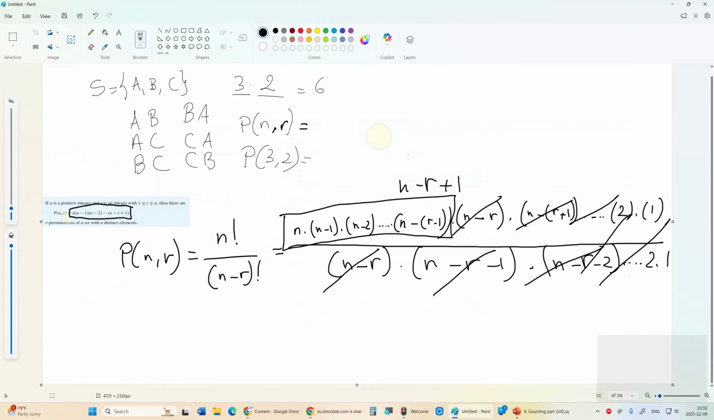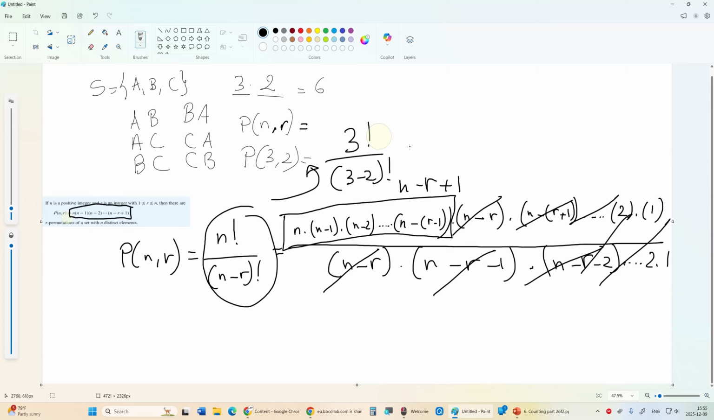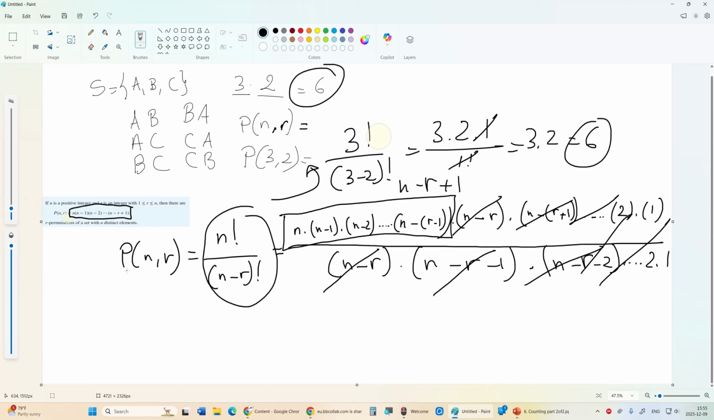So that's pretty much the idea behind the theorem that we have, the permutations. Now we can see, if we try to apply the same thing with 3 and 2, that means I have 3 factorial divided by (3 minus 2) factorial. 3 factorial means 3 times 2 times 1. (3 minus 2) factorial is 1 factorial, which is 1. Then you can remove this. This is equal to 3 times 2, which is the 6 that we just found already. So this is the idea behind this permutation.